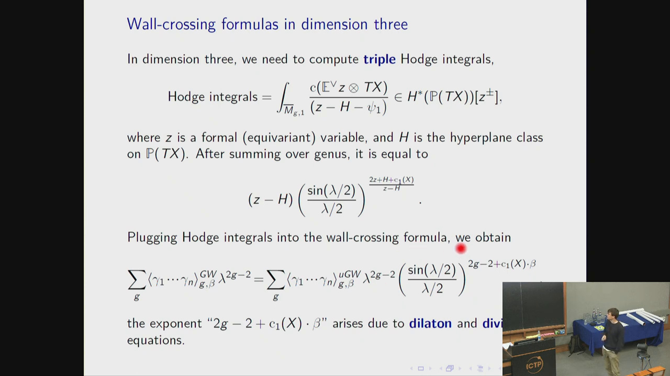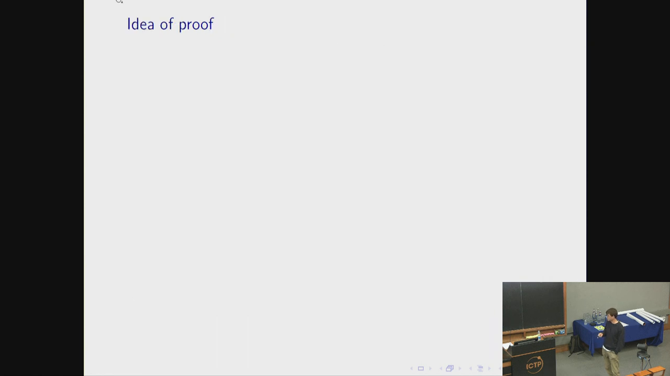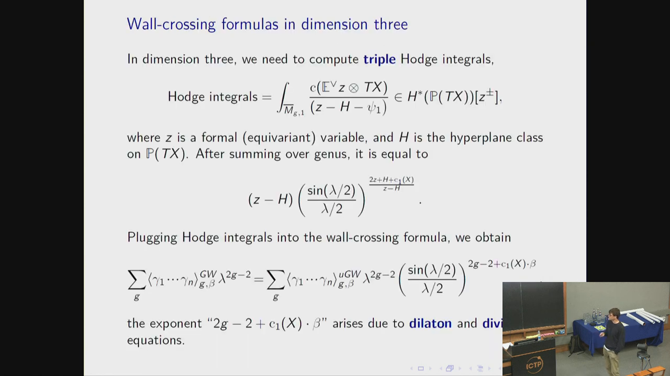And this exponent over here arises due to the dilaton and divisor equations. So you have that exponent over there, and that exponent turns into this exponent by certain versions of the dilaton and divisor equations on the unramified Gromov-Witten side. Okay, so that's all about the Gopakumar-Vafa invariants.